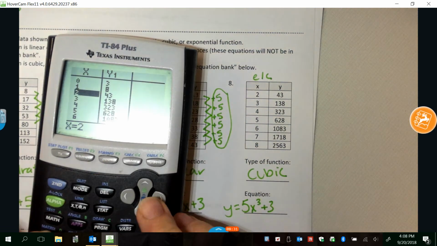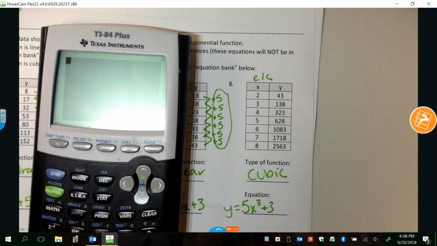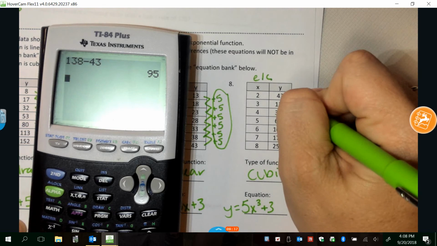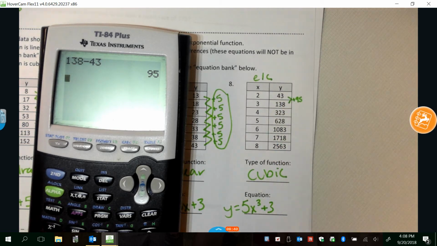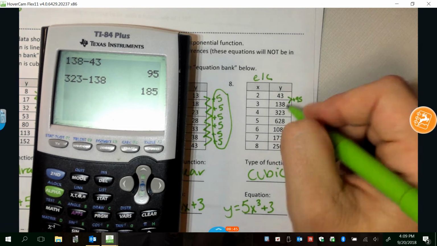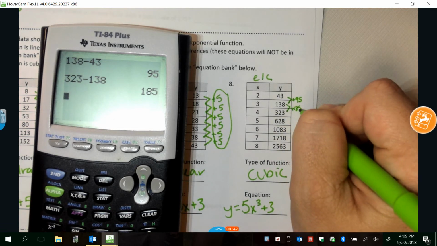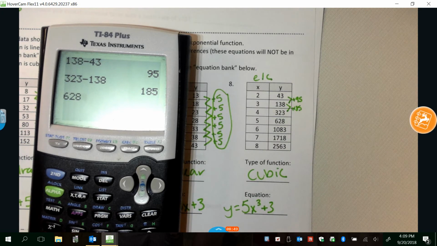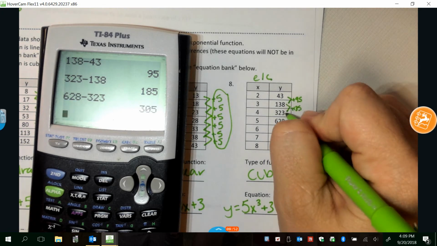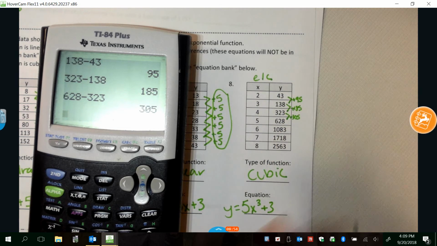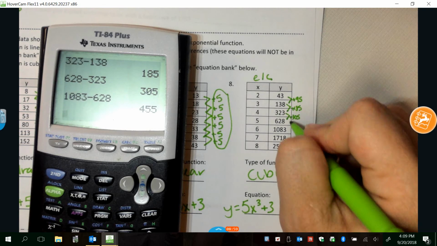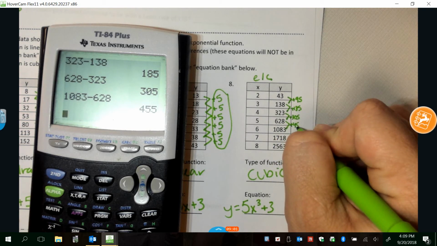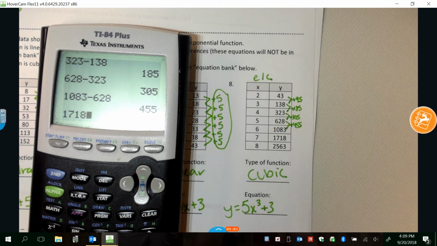So again, using my calculator, second quit. 138 minus 43 is plus 95. Right, really small, so we have enough room for this. 323 minus 138 is 185. 628 minus 323 is 305. 1083 minus 628 is 455. So we notice right away the first difference is not the same.